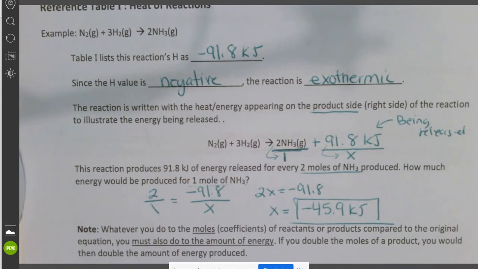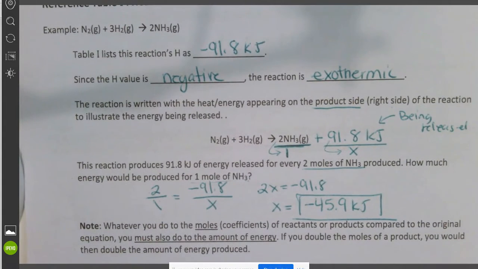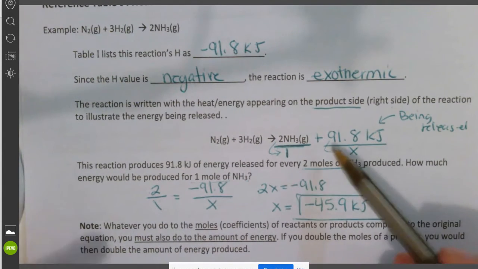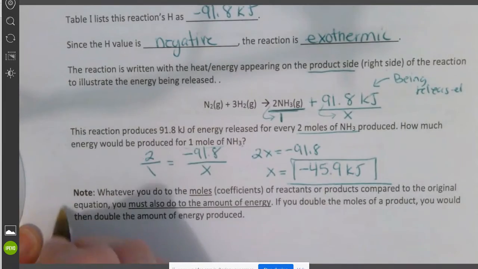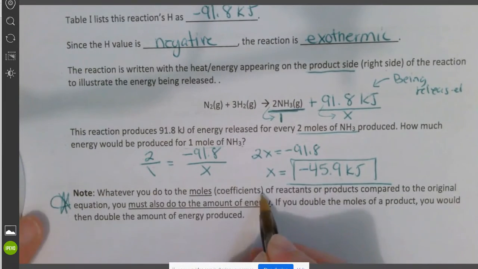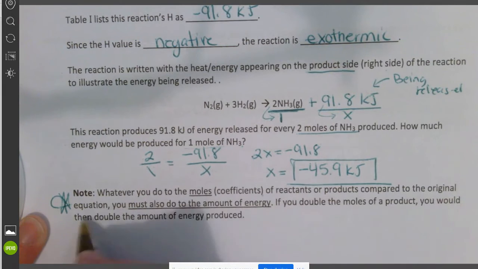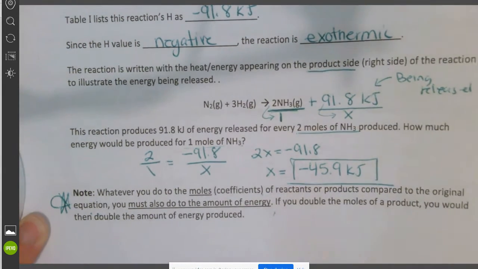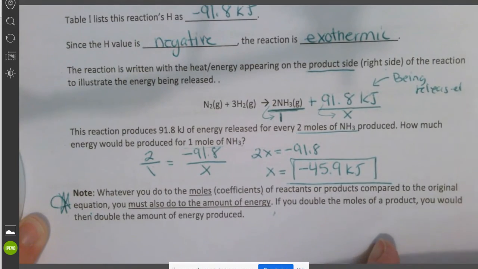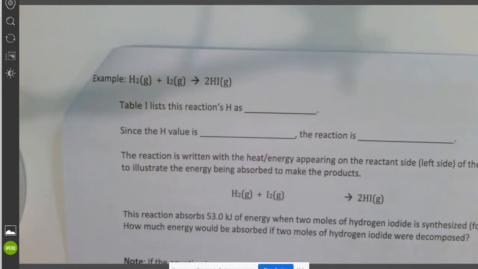Okay, so I'm treating it the same way again as our mole to mole calculations here, but you can also look at it as just I'm cutting the moles in half. So whatever I do to the moles, I have to also do to my energy. Whatever you do to the moles, those coefficients compared to the original equation on table I, you also have to do to the amount of energy. So that's one little thing that we're going to be doing to manipulate some of the values and equations that we have on table I. So let's look at another example.